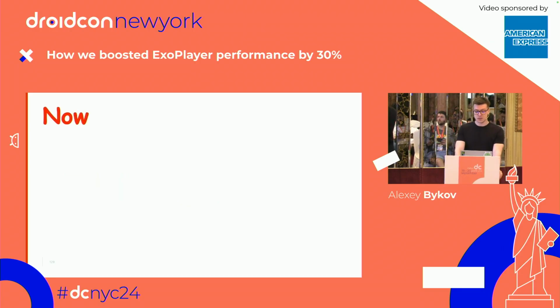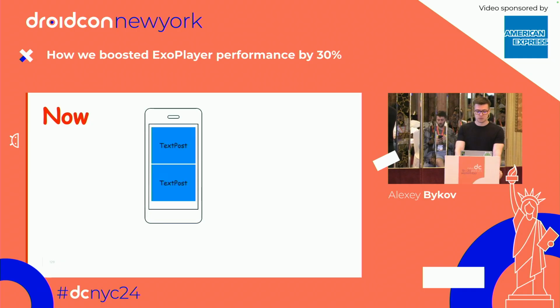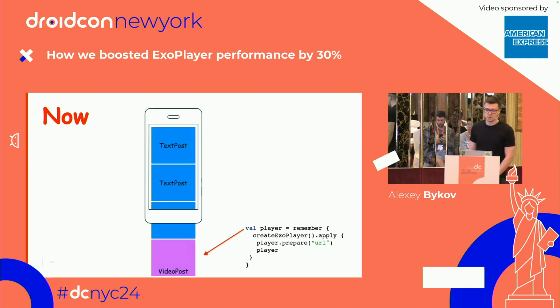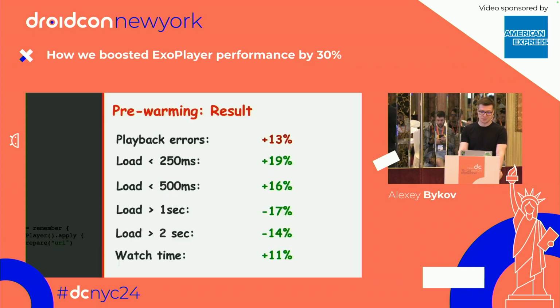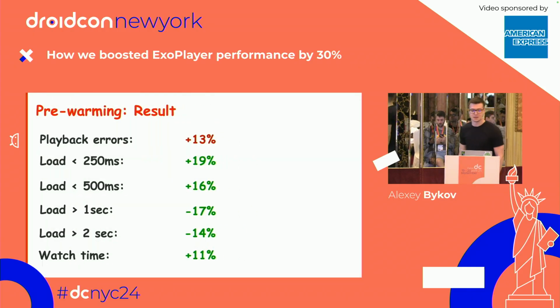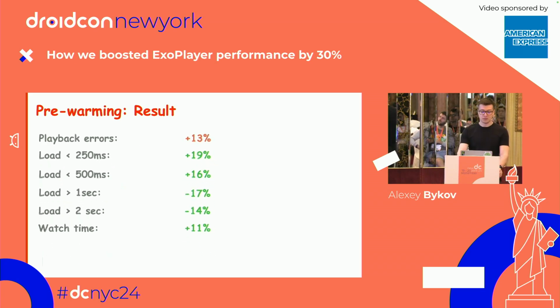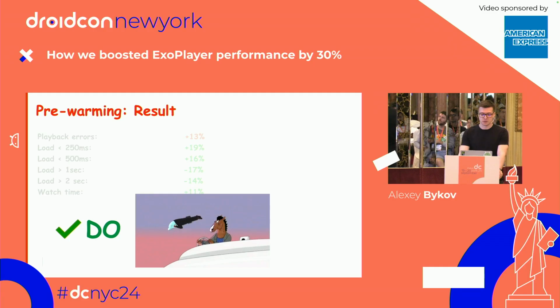So what did we do with this? We started to remember the player instance and to call prepare within the first composition. And it actually became way better. Video load in 2 seconds decreased by 14%. Definitely do this. Keep in mind that it also does not take a lot of effort.